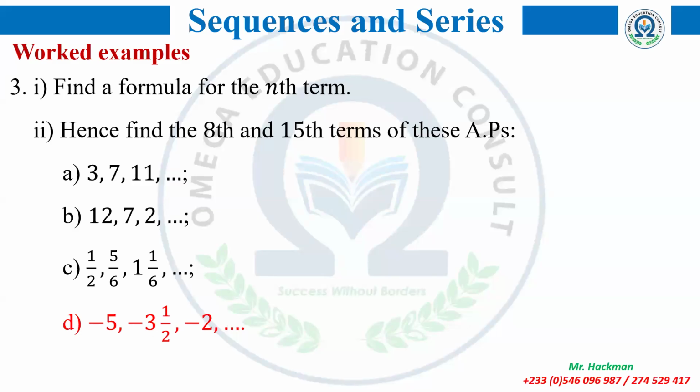Hello, everyone. You are welcome once again to today's lesson. In today's lesson, we are going to continue from where we left off in our previous lesson. In our previous lesson, we started dealing with sequences and series, the core math aspect of that. It's really the core math aspect.